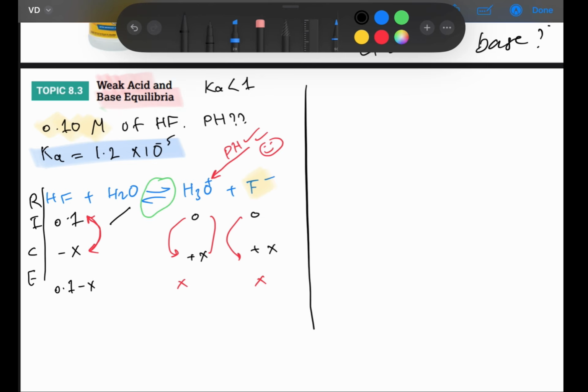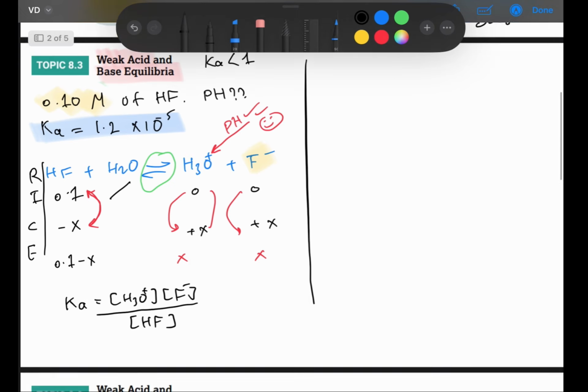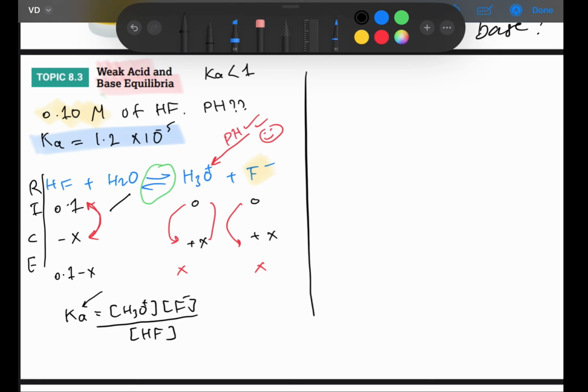All right, so the value of Ka has an expression, which is the concentration of H3O+ times F negative, the products over the reactant. It's the same thing that we covered in Unit 7. And then we divide it over the concentration of the original acid. And since the value of Ka is given to us, it's equal to 1.2 times 10 to the power negative 5. The values of H3O+ and F negative are equal, so I have to say they're X squared over the original molarity of HF.